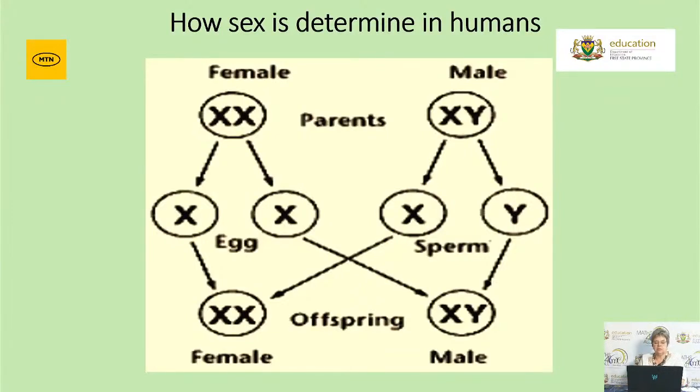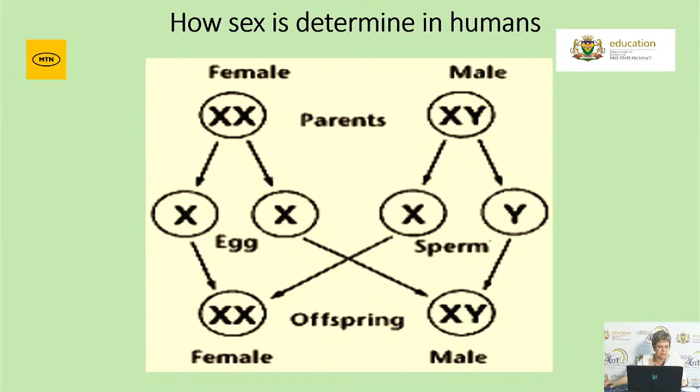How is sex determined in humans? Normally this is a straightforward question, and it counts 6 marks, but when you start marking it, learners struggle because of the way they are answering. So learners will write: female have an X and an X and male have an X and a Y. If the X fuses with the X, the offspring is a female with XX. So that is 0 marks.